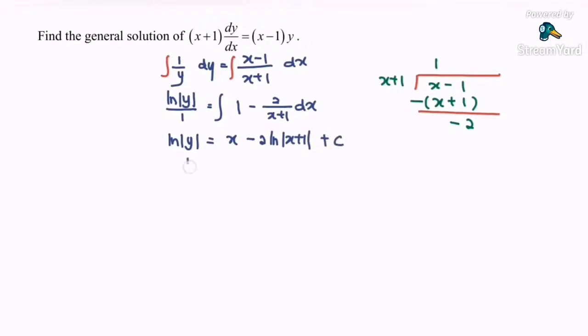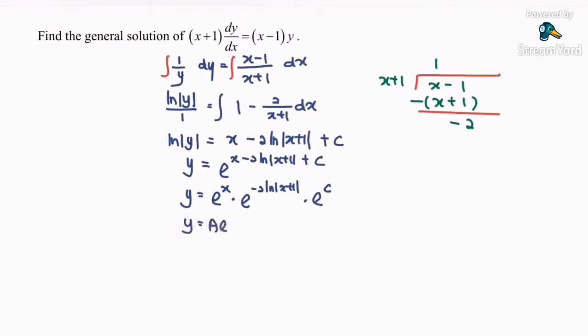Express y in terms of x. So y will be equals to e to the power of x minus 2 ln (x plus 1) plus c. So by using the properties or the law of indices, we have e^x multiplied with e^(negative 2 ln (x plus 1)) multiplied with e^c. So e^c will be equals to a. So y is equals to a e^x multiplied with e^(ln (x plus 1)) power negative 2. Simplifying the situation, we will obtain 1. So meaning that in here, y is equals to a multiplied with e^x. Here we will have (x plus 1) to the power negative 2, meaning that over (x plus 1) to the power of 2.